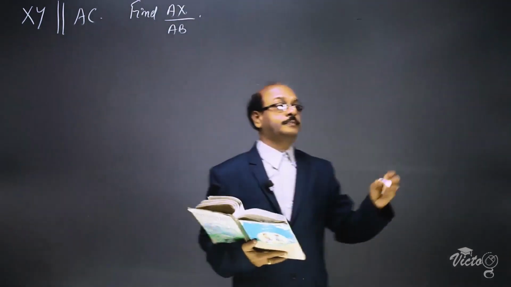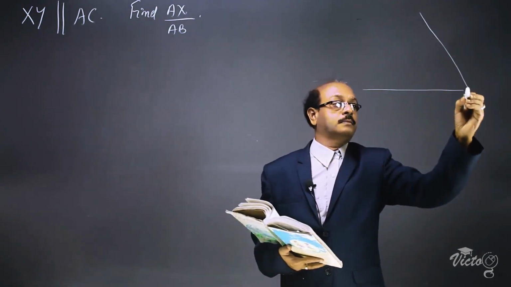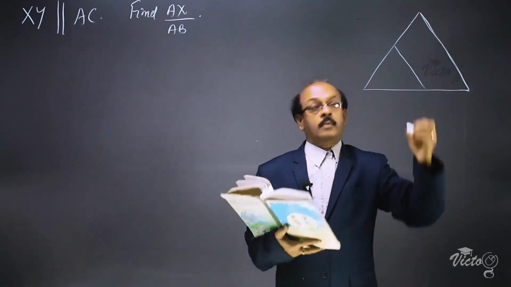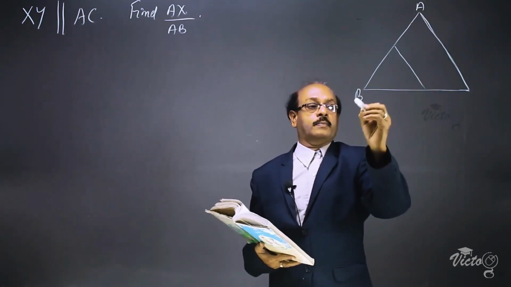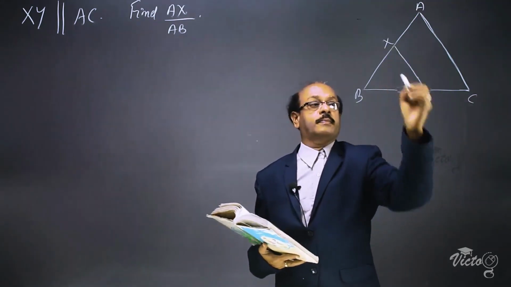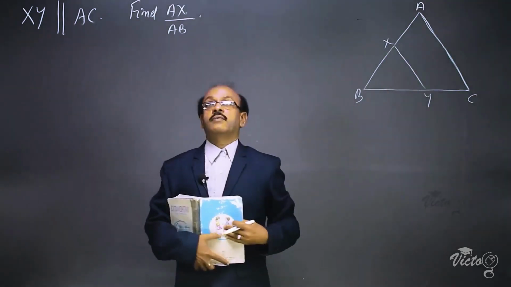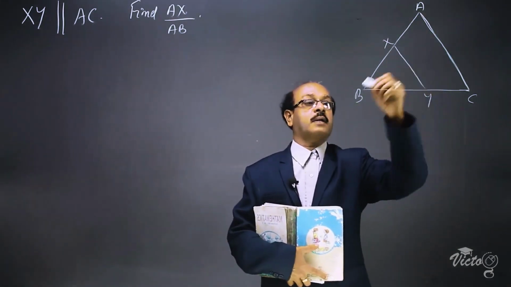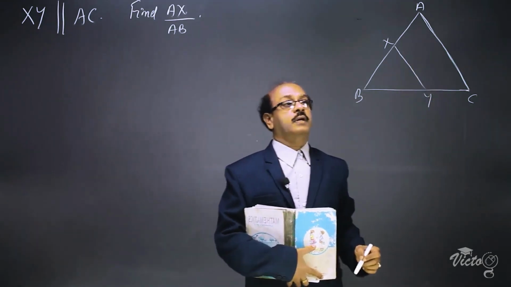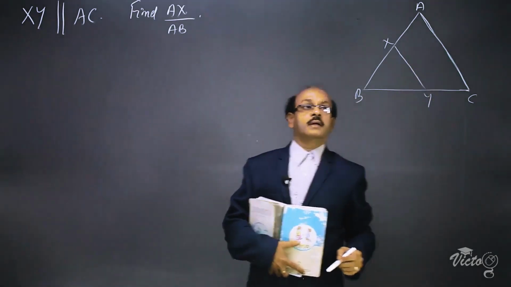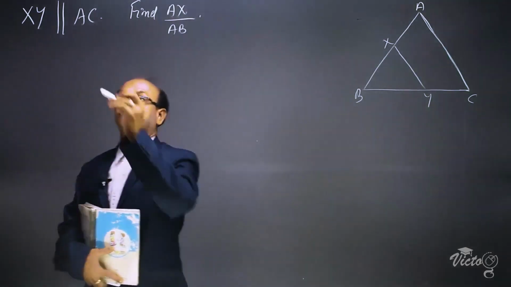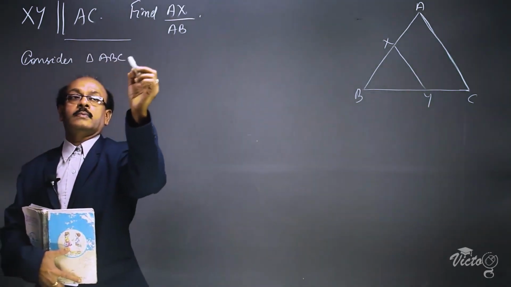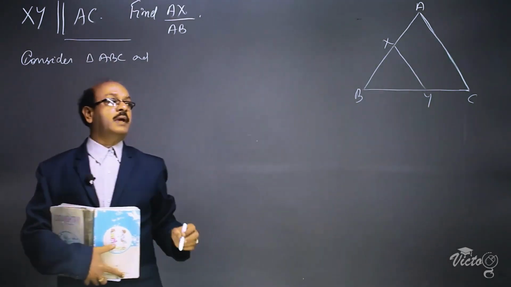The figure is this: triangle ABC and this is XY. It is given that XY is parallel to AC. This line segment XY is parallel to this line segment AC. Now we are considering triangle ABC and triangle XBY.